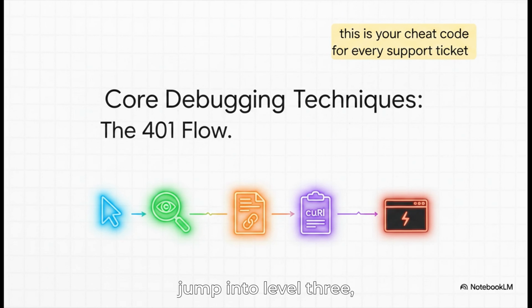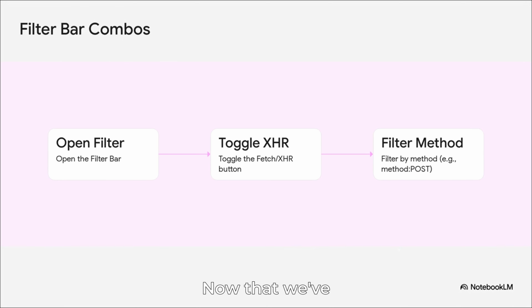All right, let's jump into Level 3, Core Debugging Techniques. Now that we've cleared away all that noise, it's time to learn the core combos that make finding bugs incredibly fast. So, the crucial point here is mastering the filter bar. By simply opening the filter bar and toggling the fetch/XHR button, you instantly strip away all that visual noise we just talked about. XHR and fetch, those are the mechanisms your JavaScript uses to talk to your APIs.